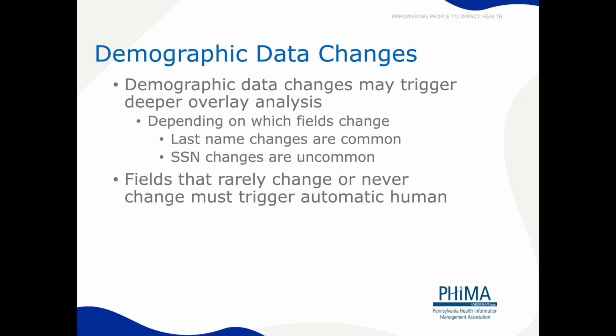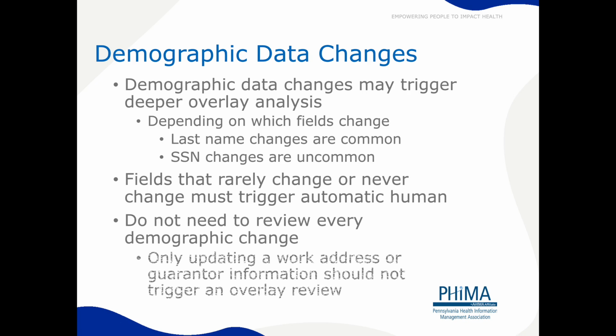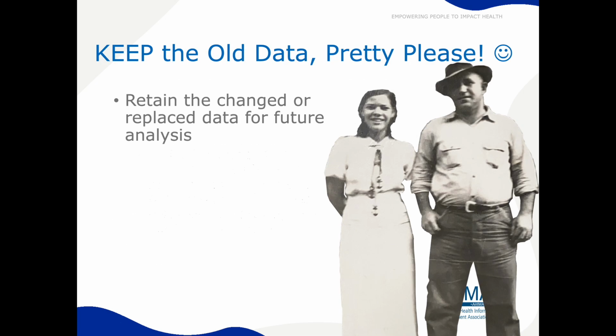And unlike what Epic's doing, we don't need to review every demographic update. We only need to look at those that are suspect. Updating a work address or guarantor information should not involve HIM to see if there's been a data error. One thing I strongly recommend is that we retain changed or replaced data for future analysis.